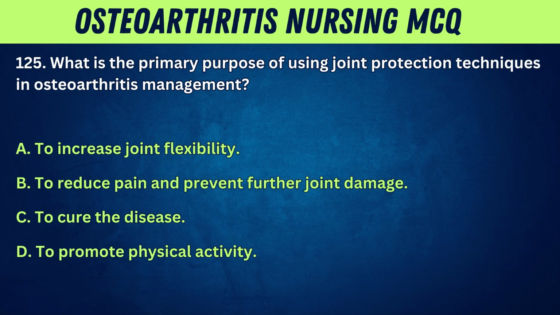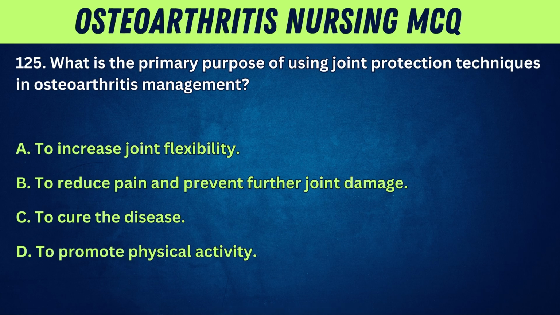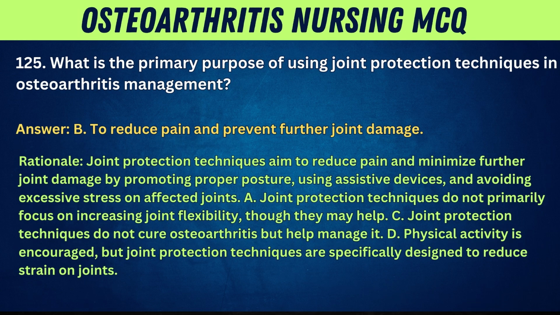125. What is the primary purpose of using joint protection techniques in osteoarthritis management? A. To increase joint flexibility. B. To reduce pain and prevent further joint damage. C. To cure the disease. D. To promote physical activity. Answer: B. To reduce pain and prevent further joint damage. Rationale: Joint protection techniques aim to reduce pain and minimize further joint damage by promoting proper posture, using assistive devices, and avoiding excessive stress on affected joints.